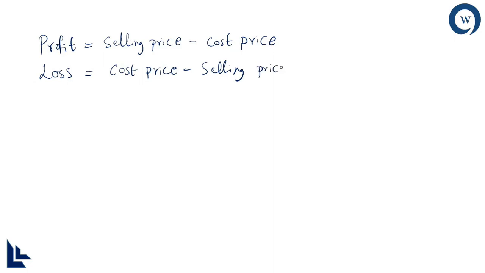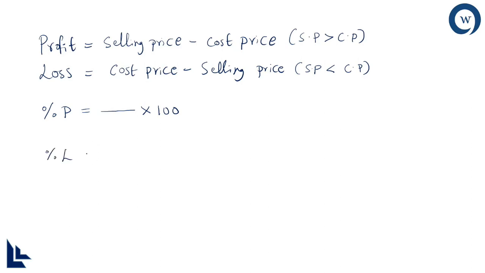And just by these two expressions, you can identify that in a case of profit, selling price will always be more compared to cost price. And in case of loss, selling price will always be lesser than cost price. You understood this too. And then a couple of other formulas. One is percentage profit. Percentage profit means how much profit you have made for every 100. And then you have one more, percentage loss, that is how much loss you have made for every 100.